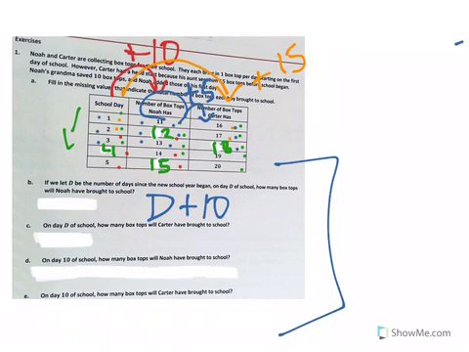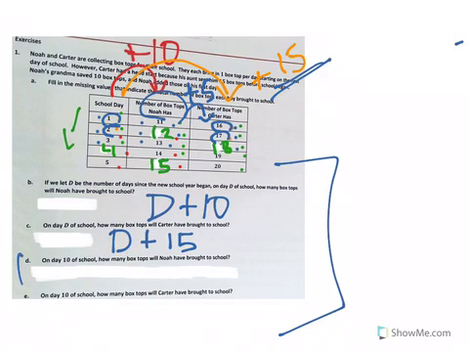On day D of school, how many box tops will Carter have brought to school? Well, Carter, again, we go from 1 to 16, and that's plus 15. We go from 2 to 17, that's plus 15. We go from D to whatever, it's still going to be plus 15. So we would have to say D plus 15 box tops would be our answer.